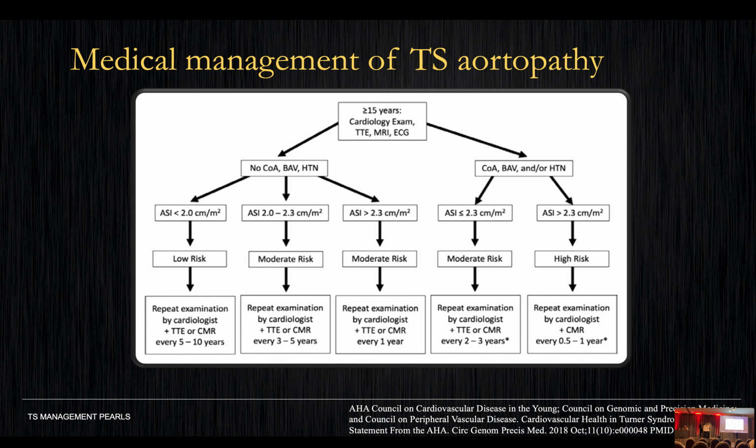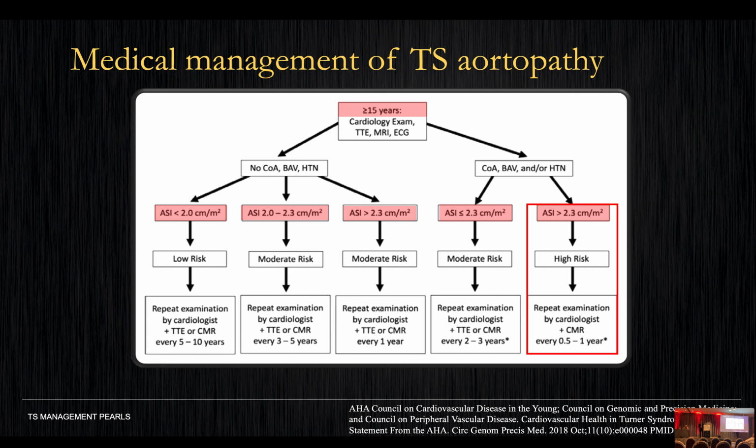Similarly, in the group of patients with Turner's that are older than 15 years of age, you should base decisions on aortic size index. Again, briefly another example, a patient with a bicuspid valve and hypertension who has an ASI of greater than 2.3, you should see this patient again in clinic more frequently and start thinking of regular medical management.